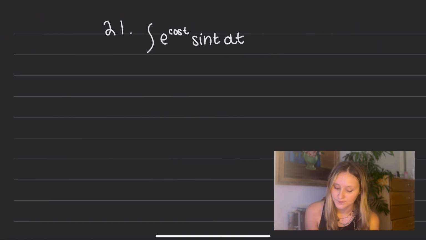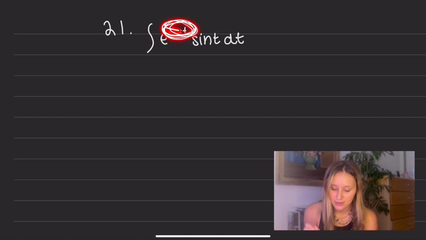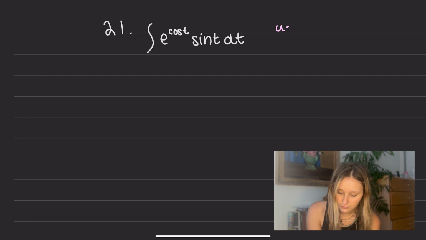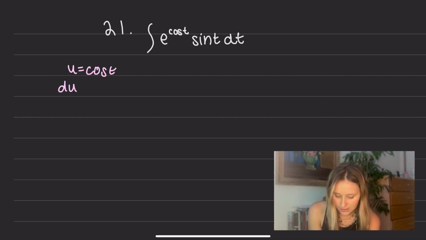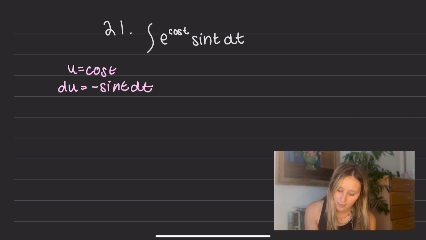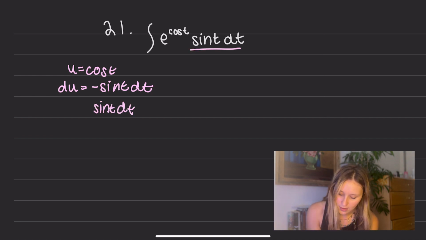So with this one, we have something that is making the function that we're integrating complicated, this cosine of t. And the derivative is this, but the negative of that. So there we go, we found our u. Let's do it down here. U equals cosine of t, du equals minus sine of t dt. Sine of t dt, which is what we have in there, is going to be minus du.